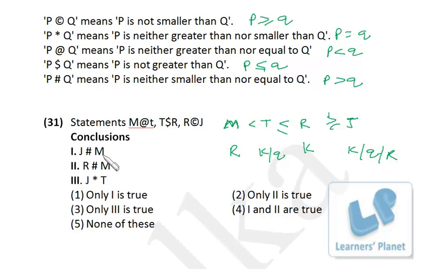Now J hash M, that means J is greater than M. R hash M, that means R is greater than M. J star T, that means J is equal to T. Okay. Now J and M, we cannot establish a relationship between J and M, right? King, queen, rook, M is rook, right? So we cannot say that.